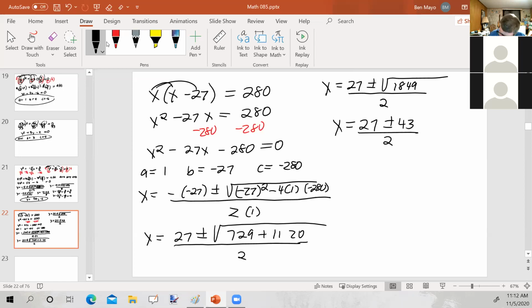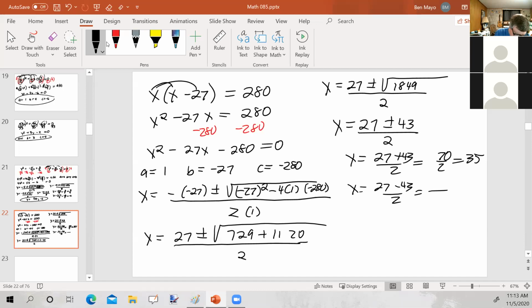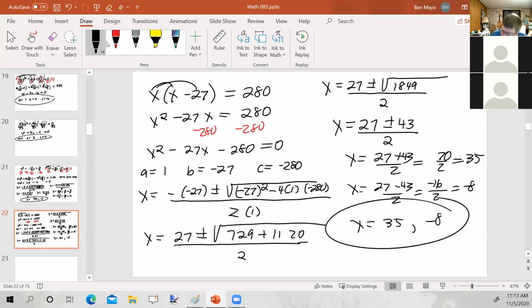Okay. So then x is 27 plus 43 over 2. X is 27 minus 43 over 2. Let's see, 27 plus 43 would be 70 over 2 is 35. 27 minus 43 is negative 16 over 2, which is negative 8. So x equals 35 and negative 8. Again, no need to do decimal approximations because those come out to exact integers.